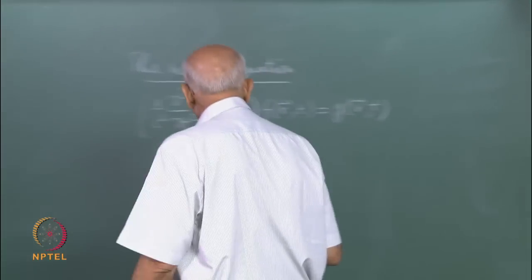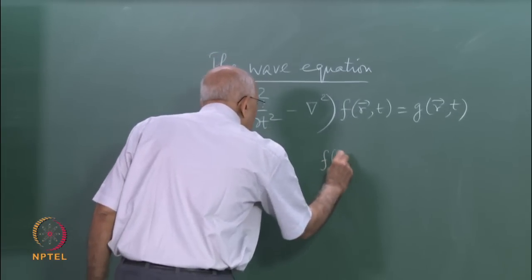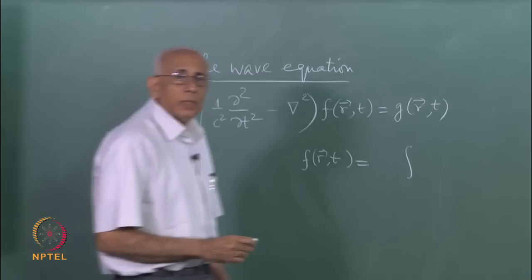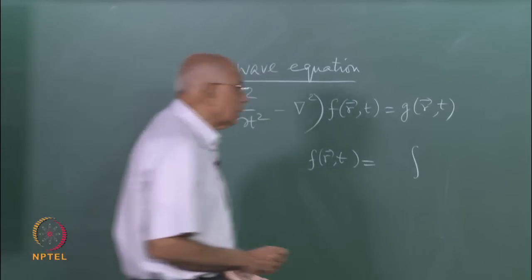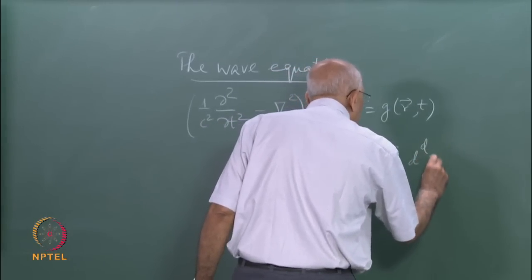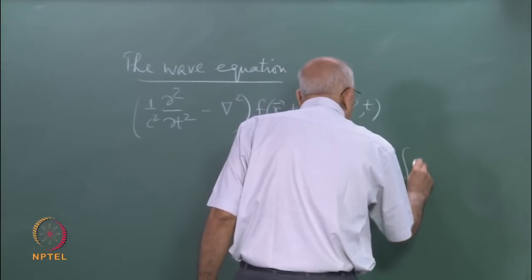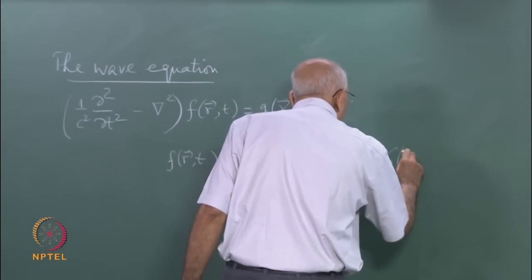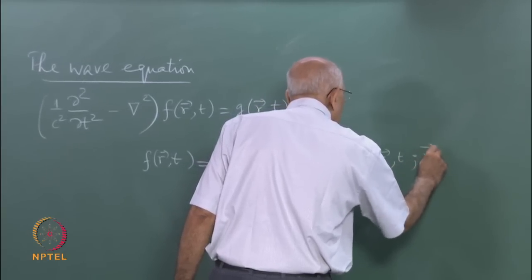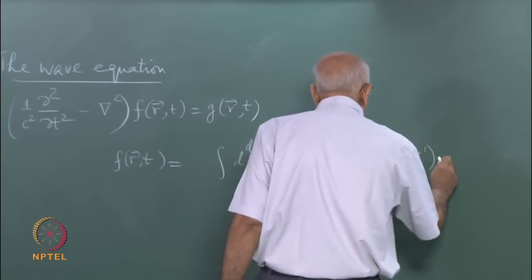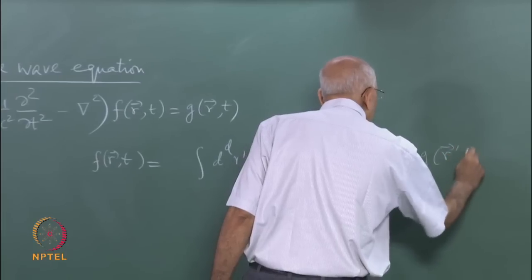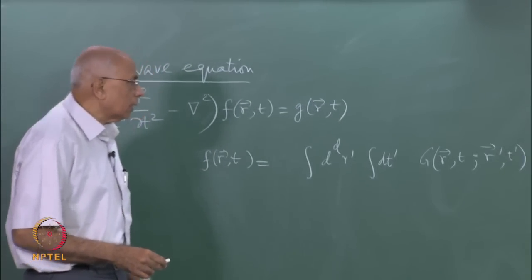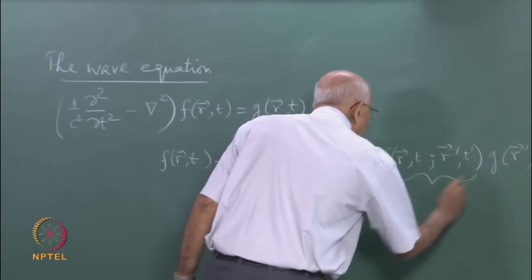So the general solution that we have in mind is going to be of the form f of r comma t equal to an integral, and now we might as well do this in an arbitrary number of dimensions, d spatial dimensions, so d^d r prime, and then an integral dt prime, times a green function of r and t given r prime t prime, and then the source at r prime t prime. So that's the general form of the solution that we are interested in.